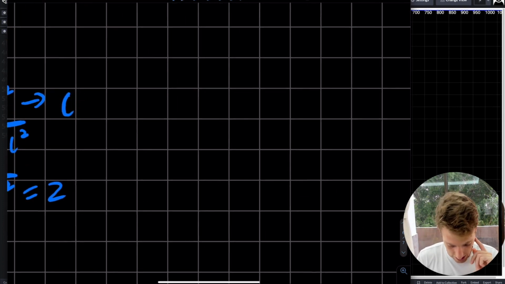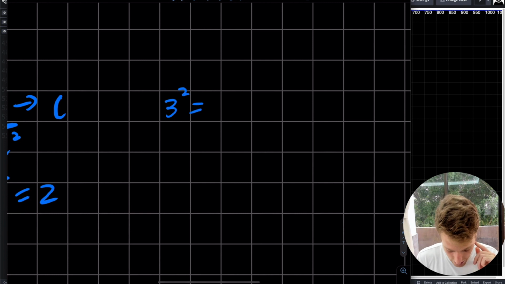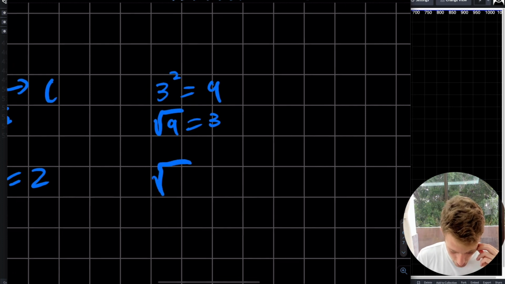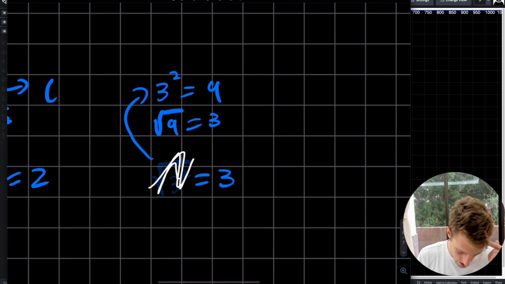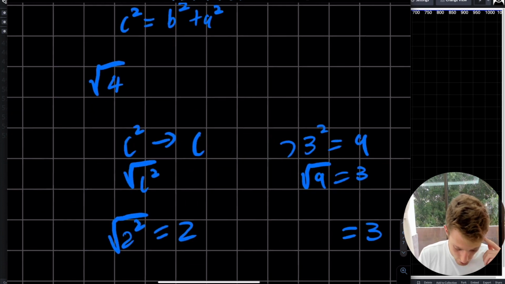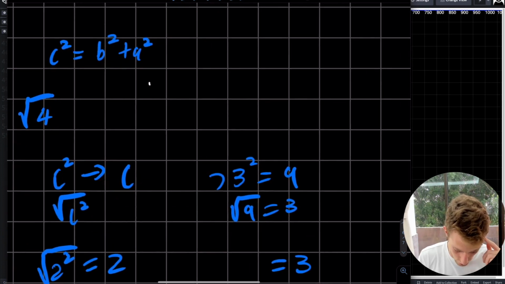Let's look at another example. If I say 3 squared, I know that's equal to 9. So if I say what's the square root of 9, I know that's 3. Similarly, the square root of 3 squared is just going to be 3. So whenever we take the square root of something squared, that squared kind of disappears. So if we want to get c from c squared, we just have to take the square root.